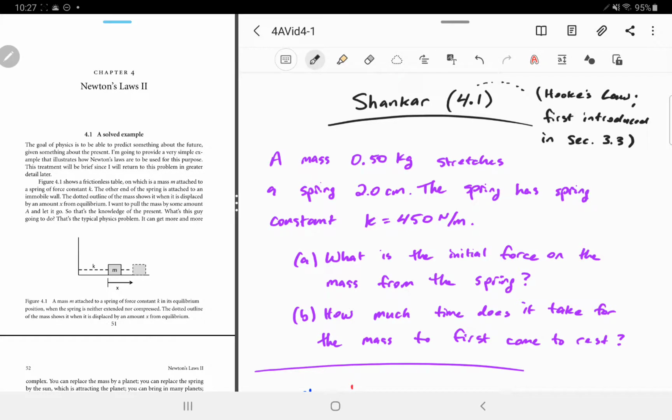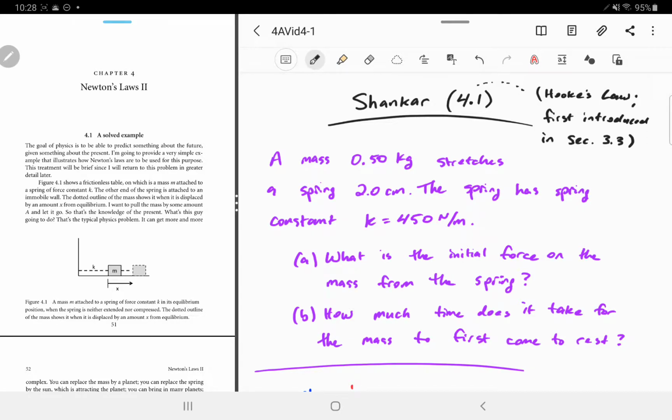Now your book actually introduces this earlier in chapter 3, and we sort of glossed over it, but we'll do it in more detail now, and then even more detail towards the end of the course. We just need to know some basics about springs to be able to use the concept as we deal with energy and momentum problems and all of that in the next couple chapters.